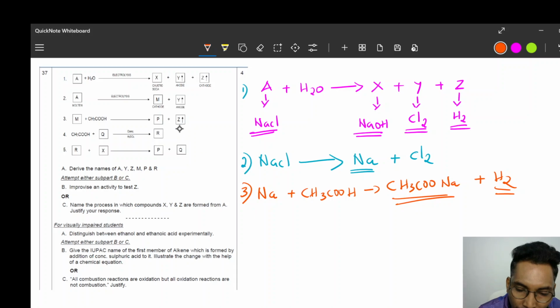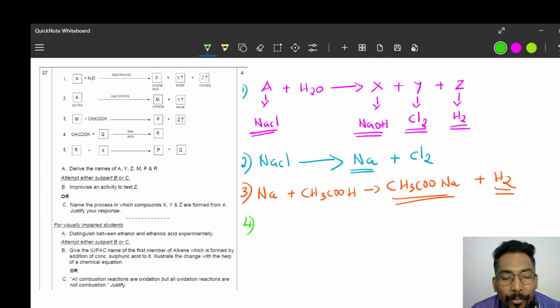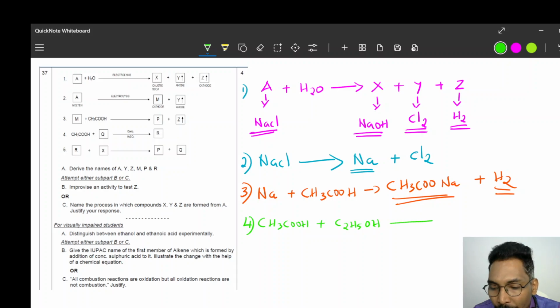And the fourth one, CH3COOH, again acetic acid, plus Q, in the presence of concentrated sulfuric acid, you are getting R. What is that reaction? That is an esterification reaction. CH3COOH plus Q, what is Q? Alcohol, that is C2H5OH. In the presence of concentrated sulfuric acid, you will get one particular ester, which is CH3COOC2H5. That is the ester.